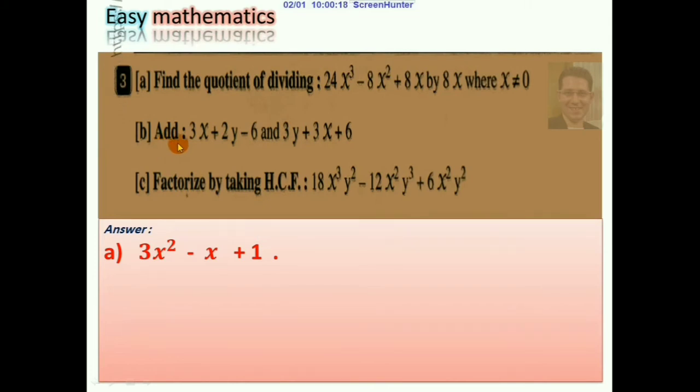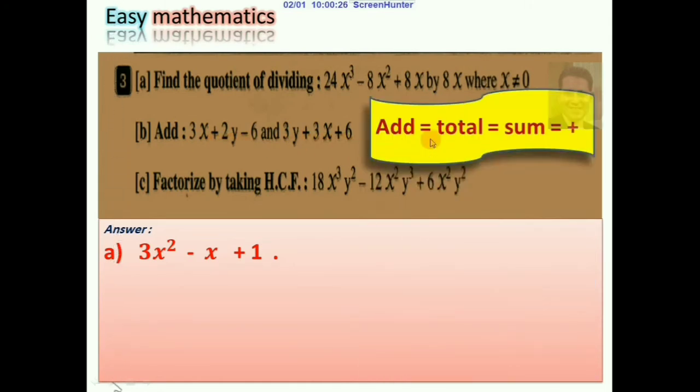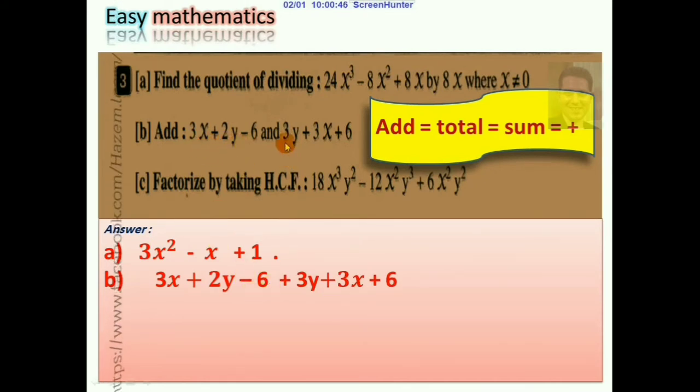Letter B, add 3x plus 2y minus 6 and 3y plus 3x plus 6. When we see these keywords, add, total, sum, we just use this plus sign. It means when we add two algebraic expressions, we keep them as they are and write them beside each other like that. We keep 3x plus 2y minus 6 as it is, and keep 3y plus 3x plus 6 as it is.